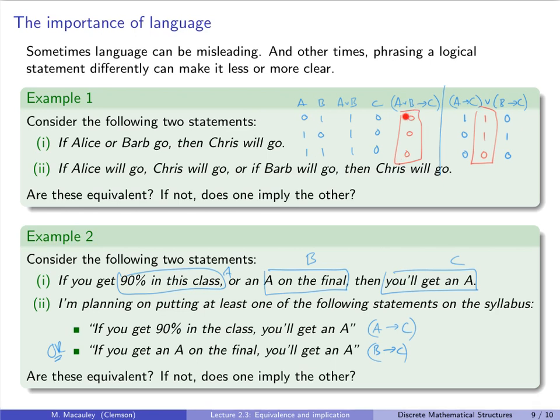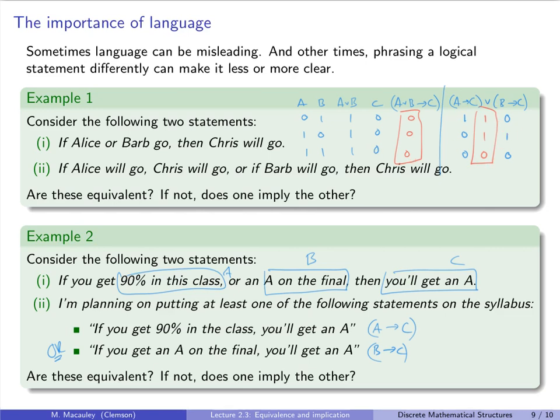So these 3 zeros come from the fact that I have broken guarantees. If you get an A in the final, but maybe not a 90 in the class, and you don't get an A in the class, I've broken my promise. If you get a 90 in the class, and maybe something not good in the final, but still a 90, and not an A, I've broken my promise. If you get both of these well, and you don't get an A, I've broken my promise.